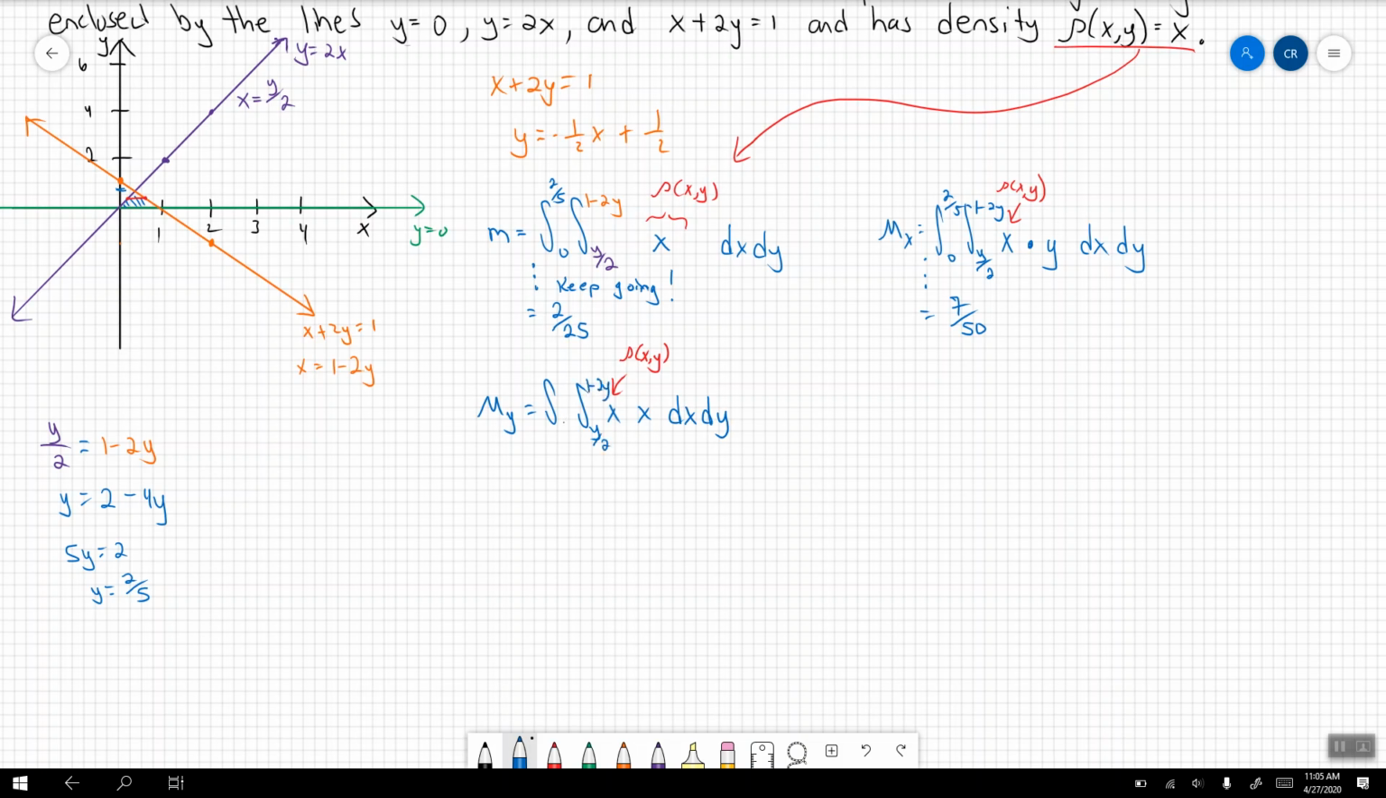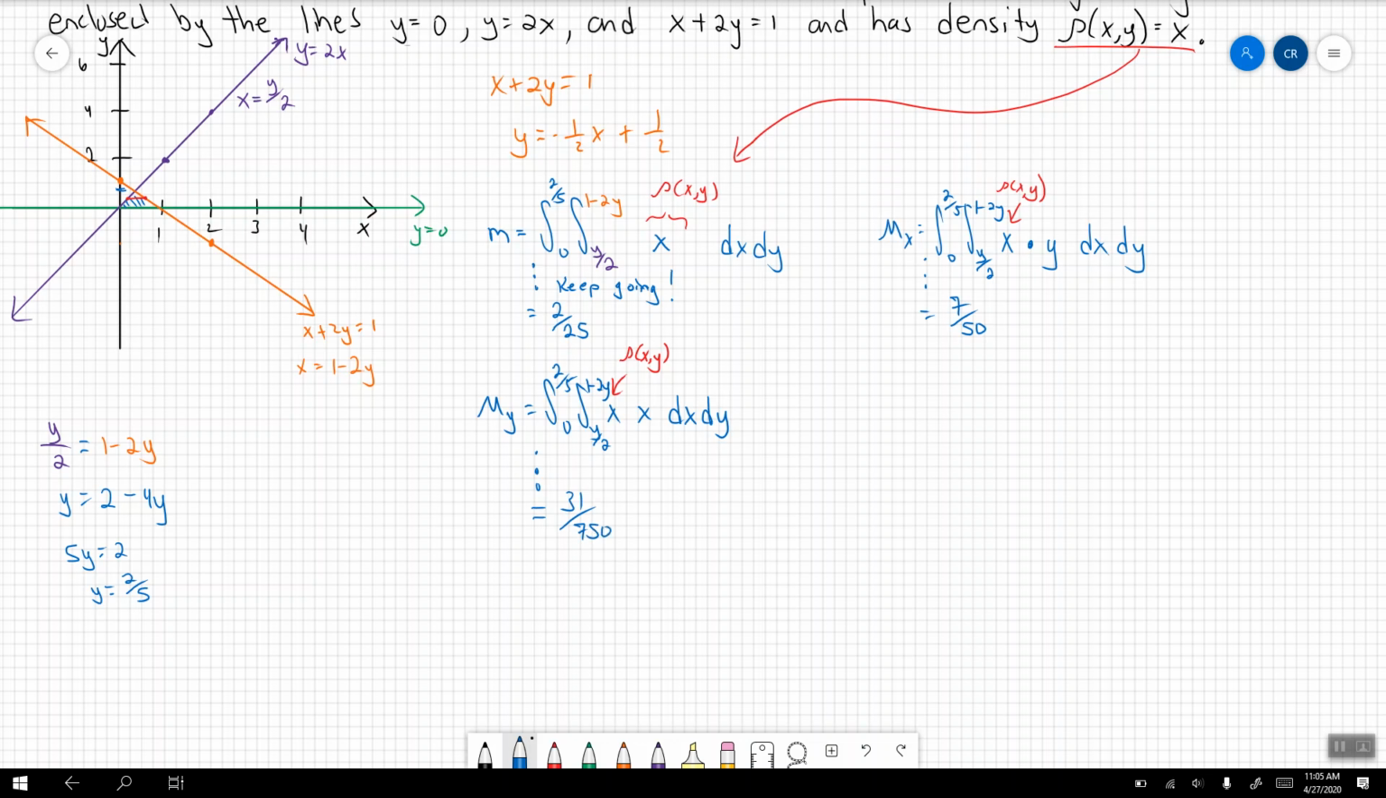1 minus 2y, and then from 0 to 2/5. There we are. All I have to do at this point is integrate. And that's what I want you all to do. I want you to go ahead and integrate this and see what you get. So hit pause, do the double integral, and then come back so I can tell you the answer. All right, I hope you all got these 3 answers.